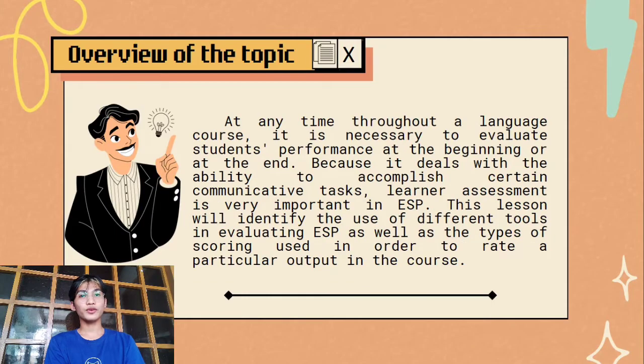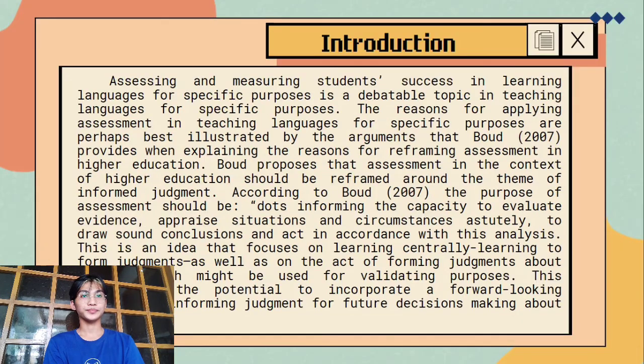For a short overview about the topic, at any time throughout a language course, it is necessary to evaluate students' performance at the beginning or at the end because it deals with the ability to accomplish certain communicative tasks. Learner assessment is very important in ESP. This lesson will identify the use of different tools in evaluating ESP as well as the types of scoring used in order to rate a particular output in the course.